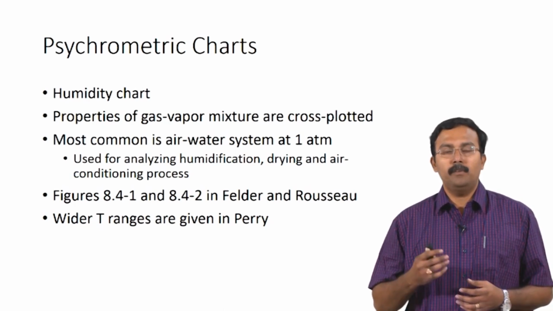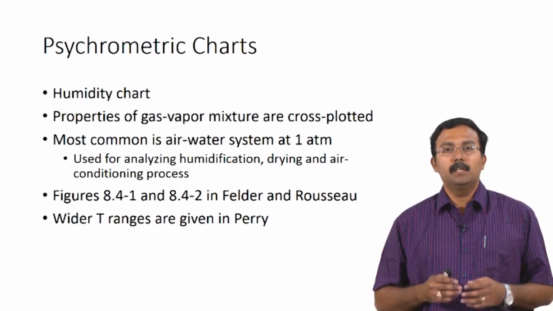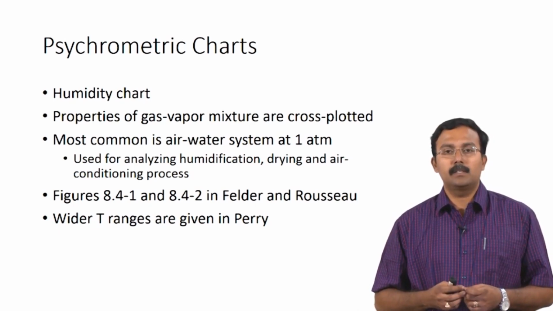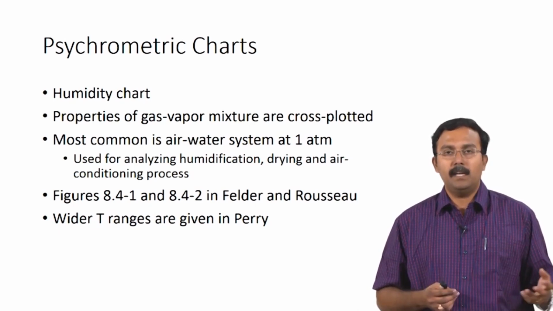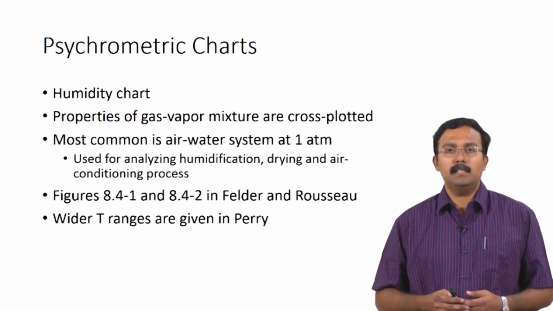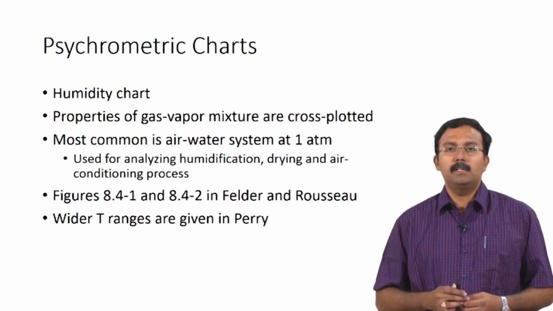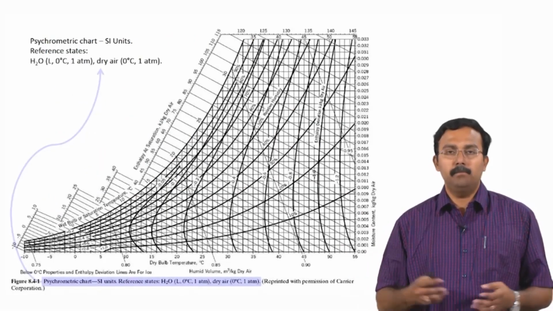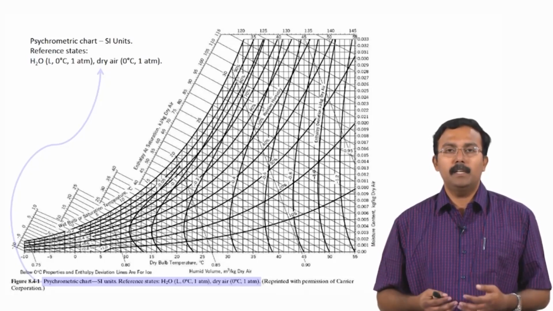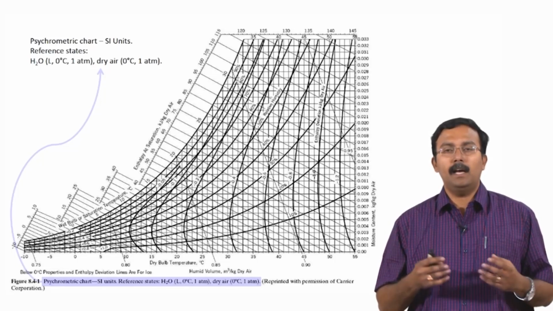Figures 8.41 and 8.42 in Felder-Russo, which is one of the prescribed textbooks, give you the psychrometric charts for SI units and for American engineering units. A wider range of temperatures can be obtained from Perry's handbook, and there are many other handbooks where you can get such psychrometric charts. The most common one, as I said, is for the air water system, which is commonly seen in many industries and applications. However, there are other psychrometric charts for other combinations of gas vapor mixtures as well, but today we will talk only about the air water system.